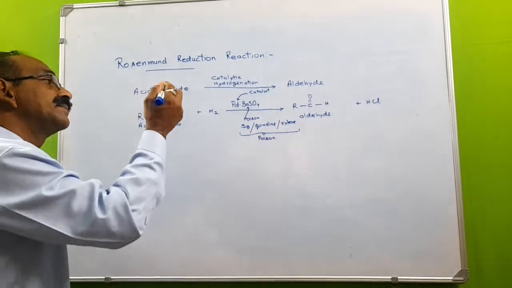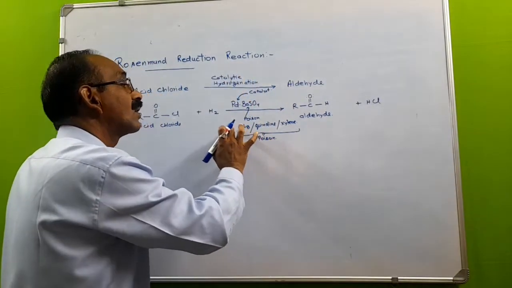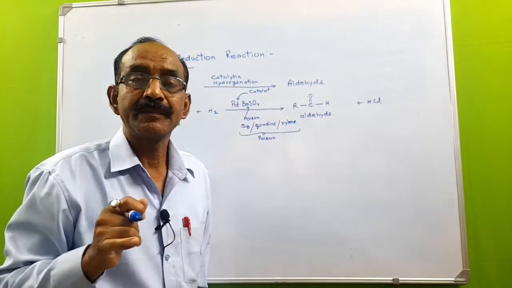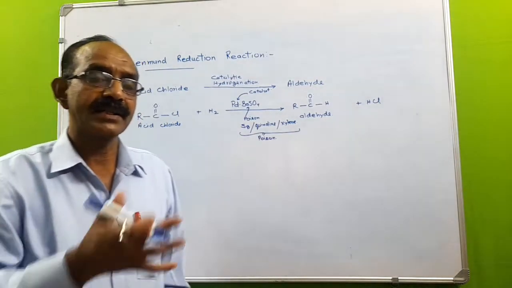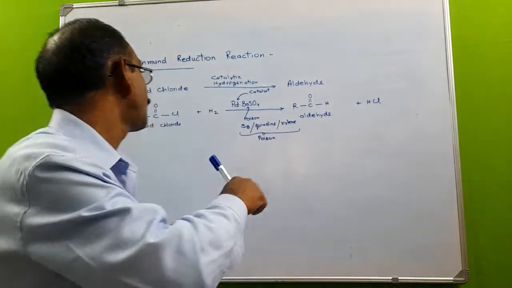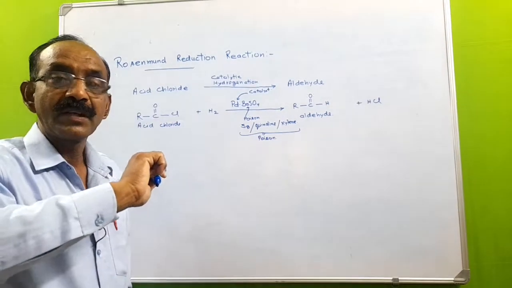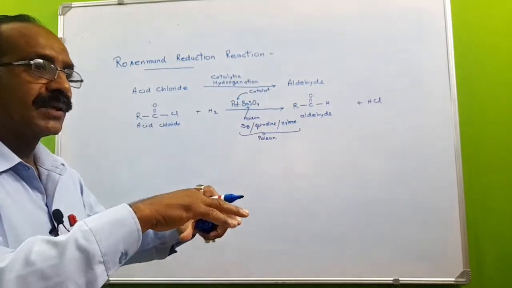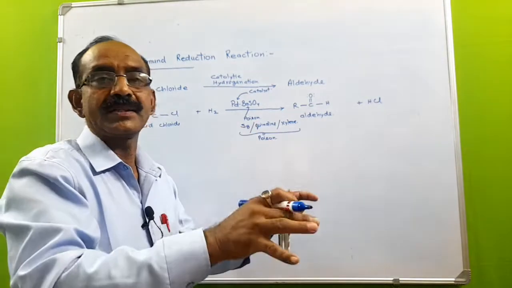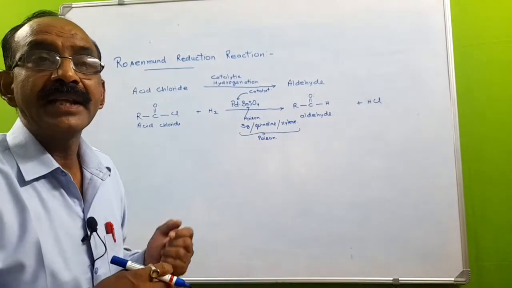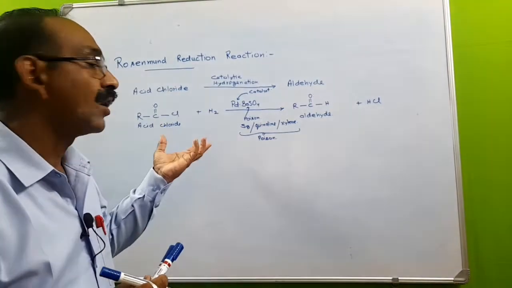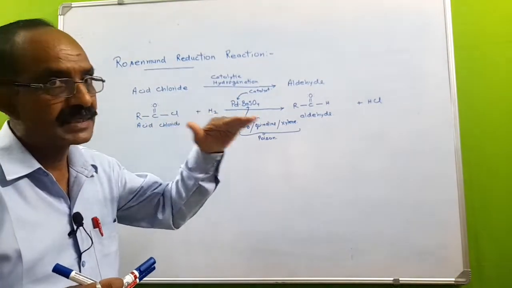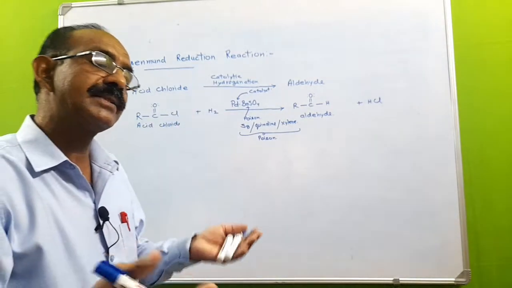Now remember one thing here, how this BaSO4 or these poisons reduce the activity of the palladium. Actually, palladium provides the surface for the adsorption of the reactant molecules, and these poisons occupy the surface of the palladium, and in this way they hinder or reduce the adsorption of the reactant over its surface, because the poison already occupies the surface.